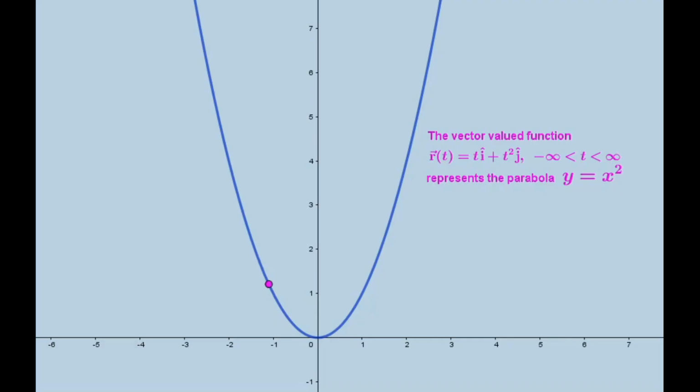I suggest one more example: a parabola given by the vector valued function r of t is equal to t i plus t square j. Those who are interested to know more about vector valued functions, please refer to my video uploaded on YouTube.